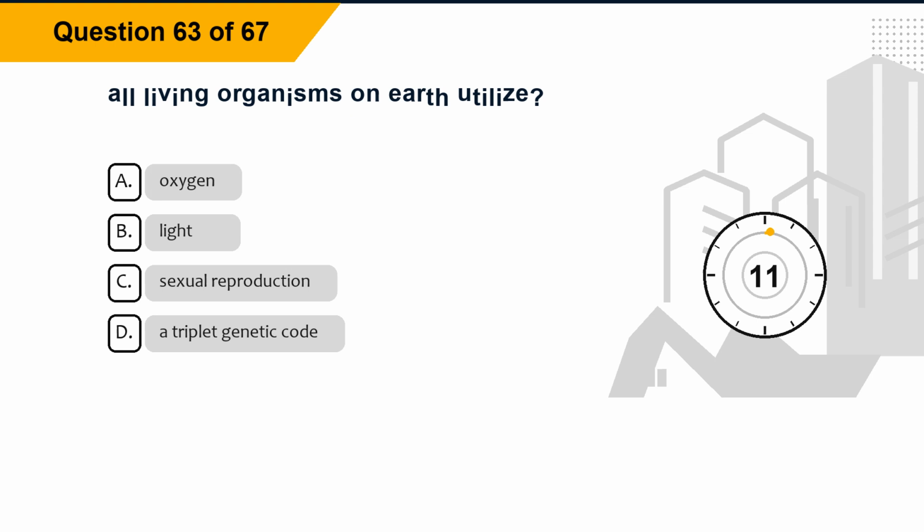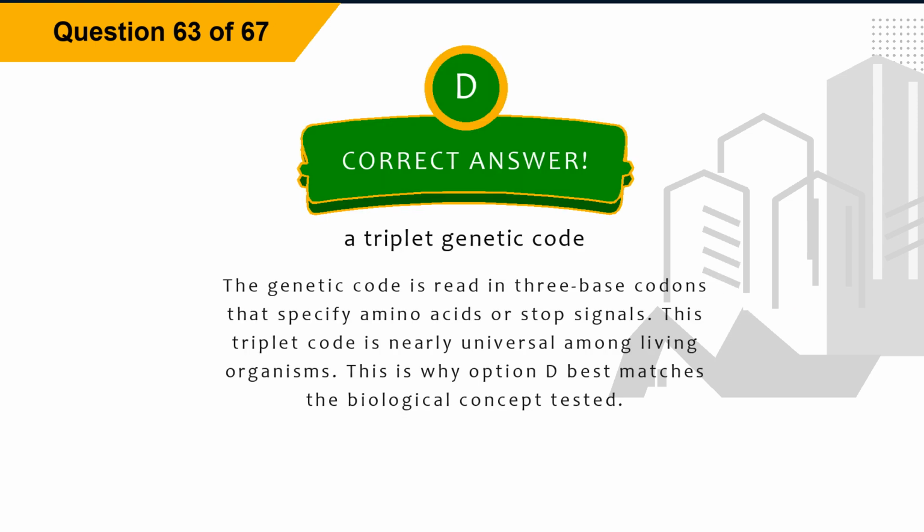Question 63. All living organisms on Earth utilize option A, oxygen. Option B, light. Option C, sexual reproduction. Option D, a triplet genetic code. The correct answer is option D, a triplet genetic code. Explanation: the genetic code is read in 3 base codons that specify amino acids or stop signals. This triplet code is nearly universal among living organisms. This is why option D best matches the biological concept tested.